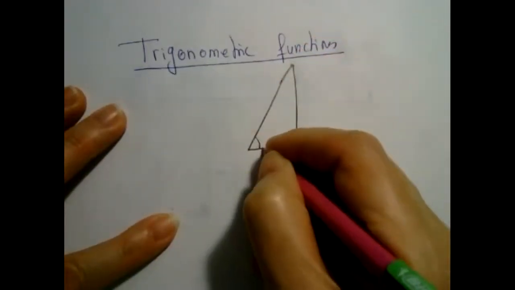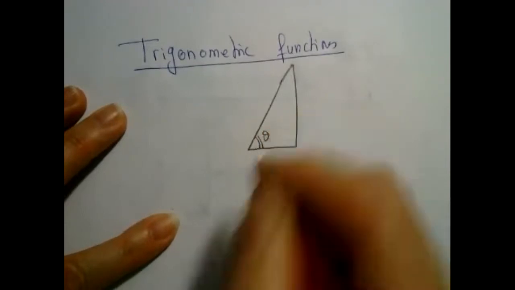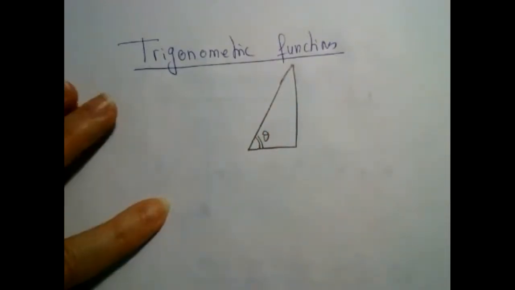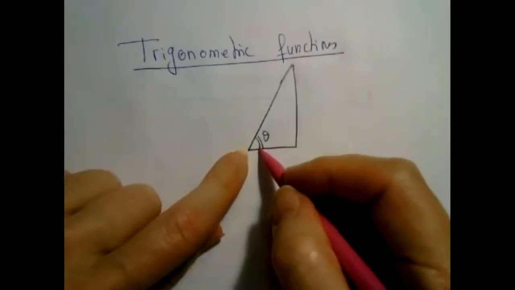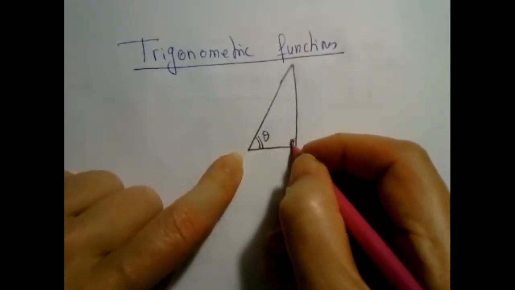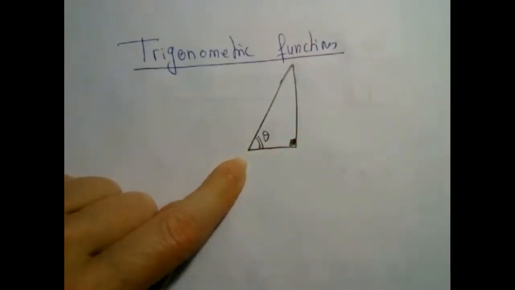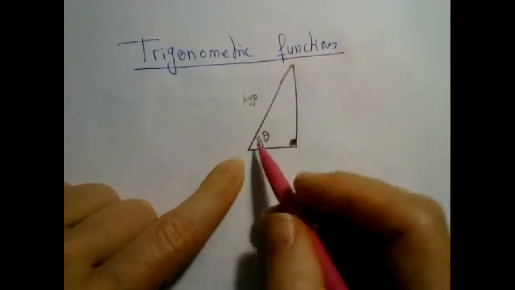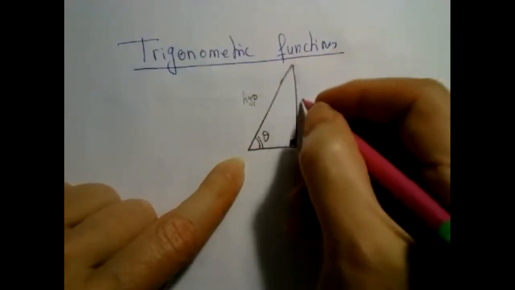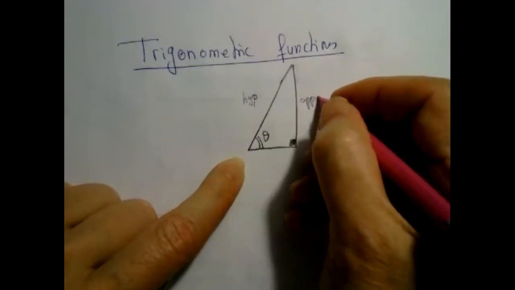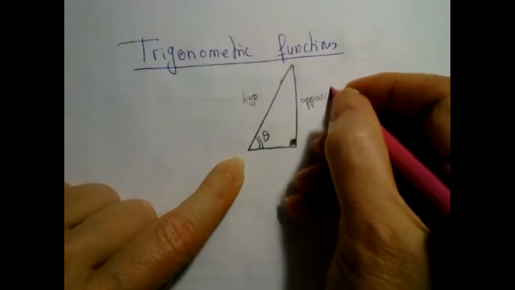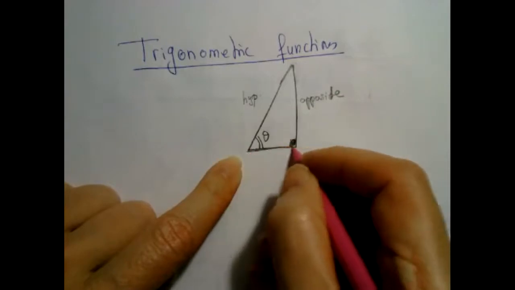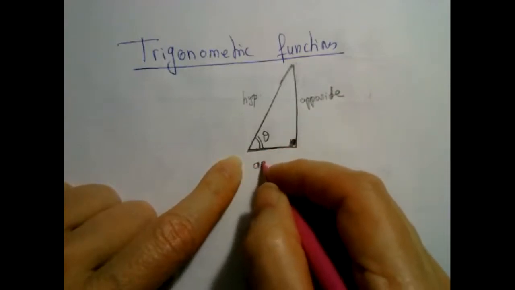Okay, this is my angle theta. Let us remember a little bit. If this is my angle theta, that's my right triangle. This is always the hypotenuse. If this is an angle theta, this side is called the opposite side to theta. And this one here is called the adjacent side.